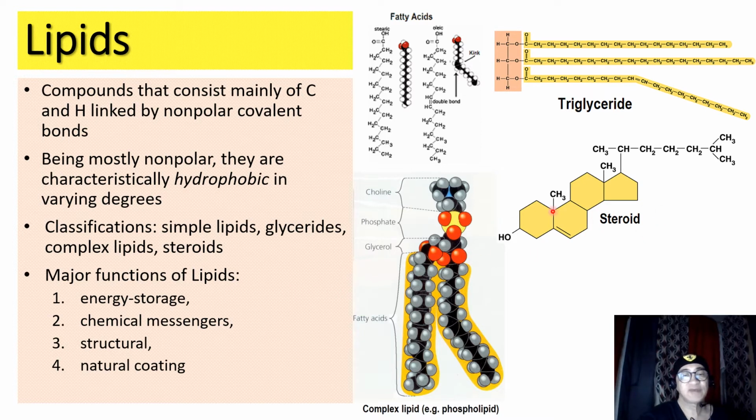Major functions of lipids include energy storage, like that served by triglycerides in fat cells, chemical messengers such as that served by steroids forming the hormones. And then as structural lipids, you have the phospholipids that make up the bulk of the plasma membrane in cells. And then some lipids are also used as natural coatings, like waxes and oils on the surfaces of animal body parts.